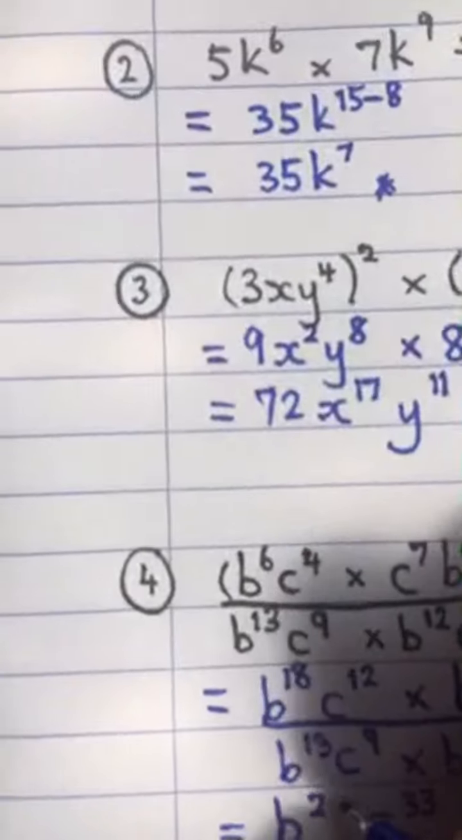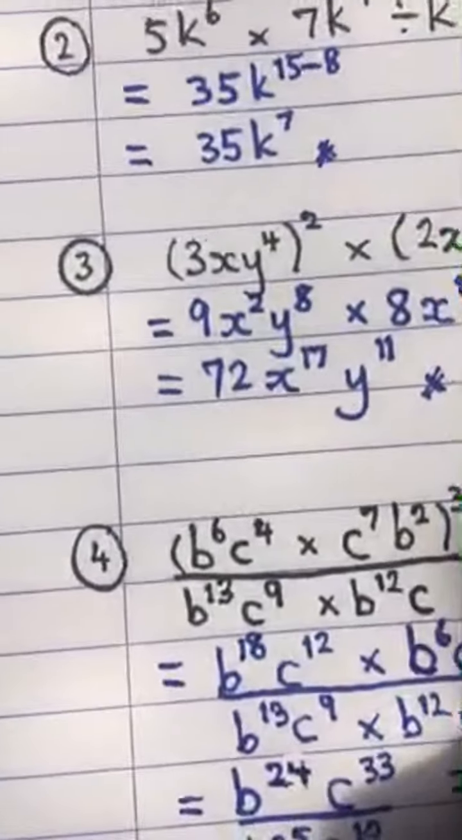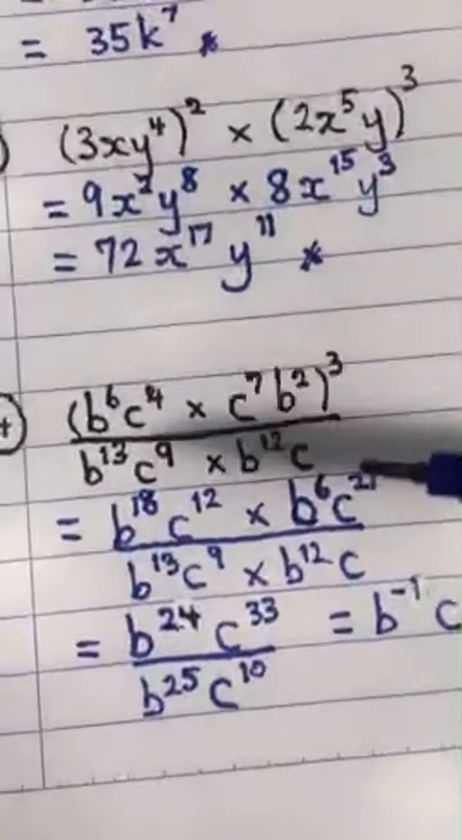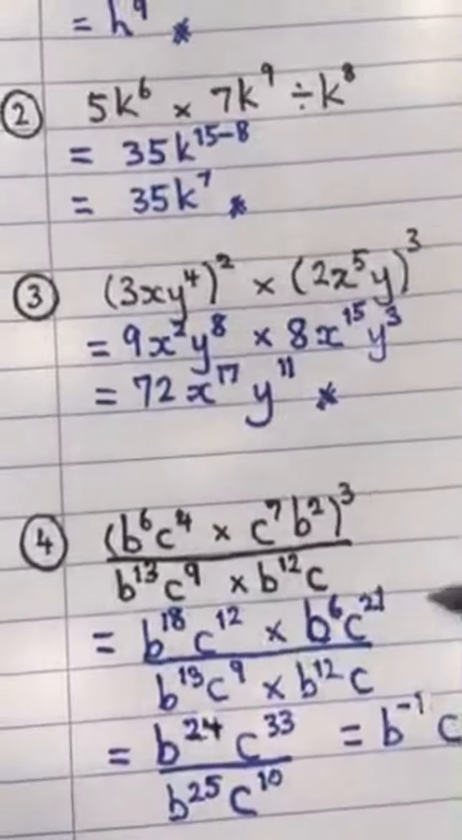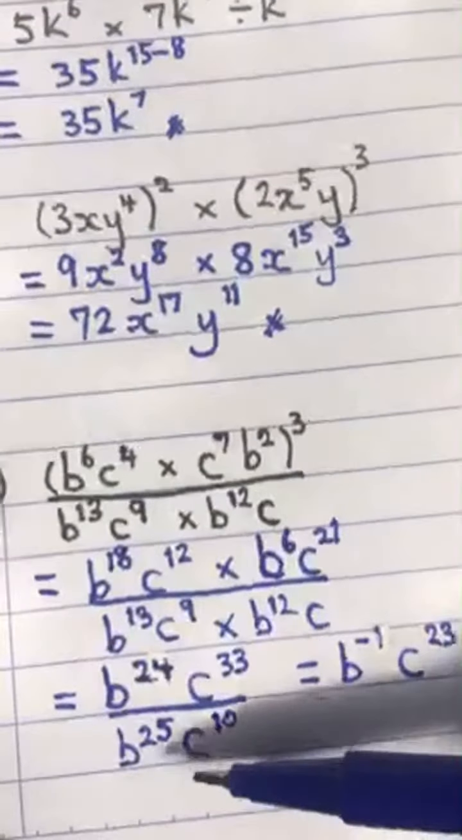Okay, if I make a mistake, can you correct me? Because sometimes I make mistakes, but I will refer to the answer to see whether I get the right answer. So this is the right answer just now. So 18 plus 6 will be 24. Okay, 24 minus 25 will be negative 1.